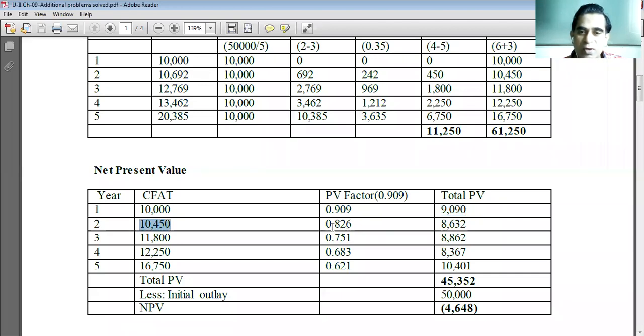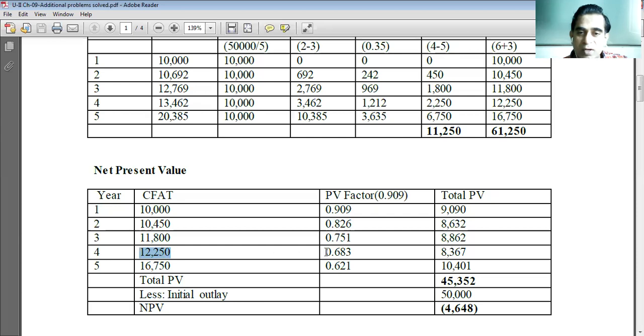10,450 into 0.826 is equal to 8,632, which is the present value of 10,450 rupees to be received in year 2. 11,800 into 0.751 is equal to 8,862 rupees, which is the present value of 11,800 rupees to be received in year 3.